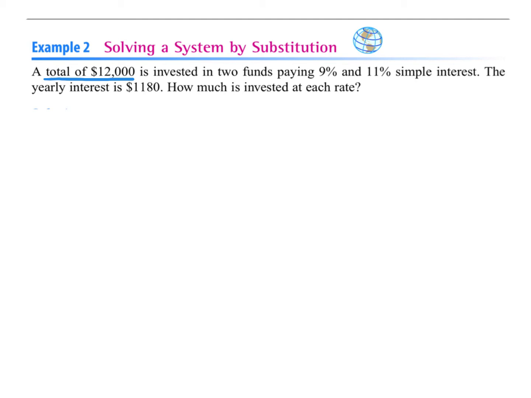So I have a total of $12,000, and $1,180 is the interest. So how do you think I should set up an equation? $12,000 equals 9x times y. No. x plus y is equal to 12,000 because x and y are how much you're paying at each percent. So that's the total amount. You're paying x dollars and you're paying y dollars, so that adds up to the total.